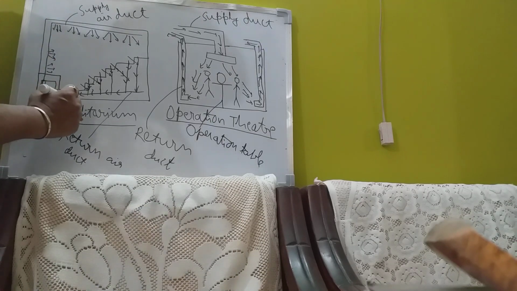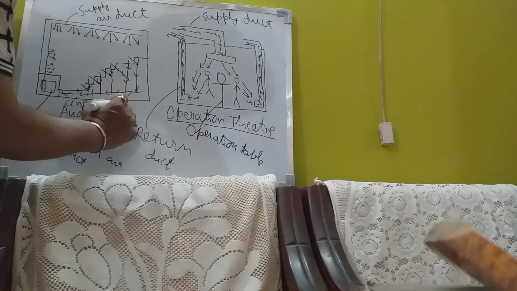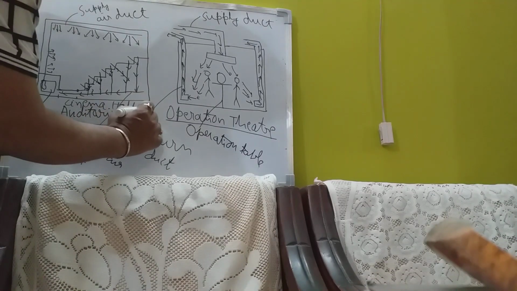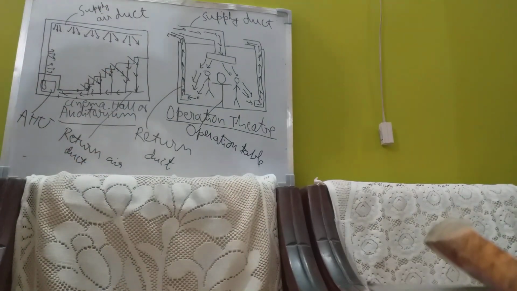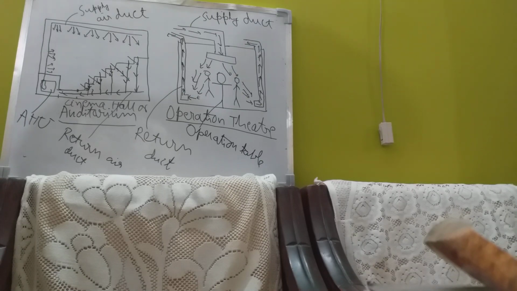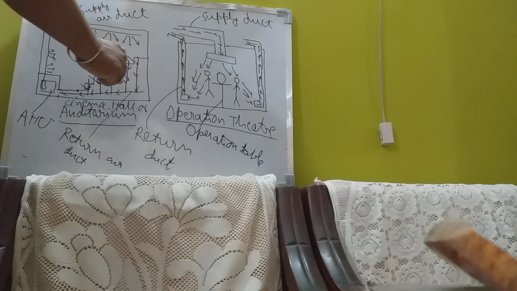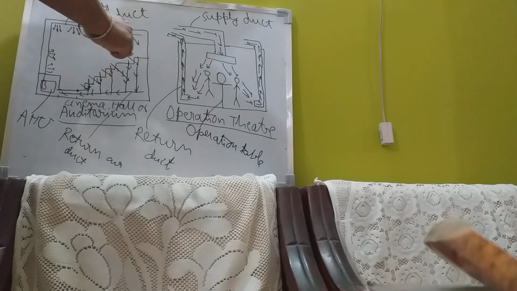This can be written as cinema hall or auditorium. They are having the same structures. What is there? This is the stage. This part, you are seeing this part. This is the stage. This is the sitting arrangement. In case of cinema halls, sometimes the sitting arrangement is like this, and then there is a balcony at the top.